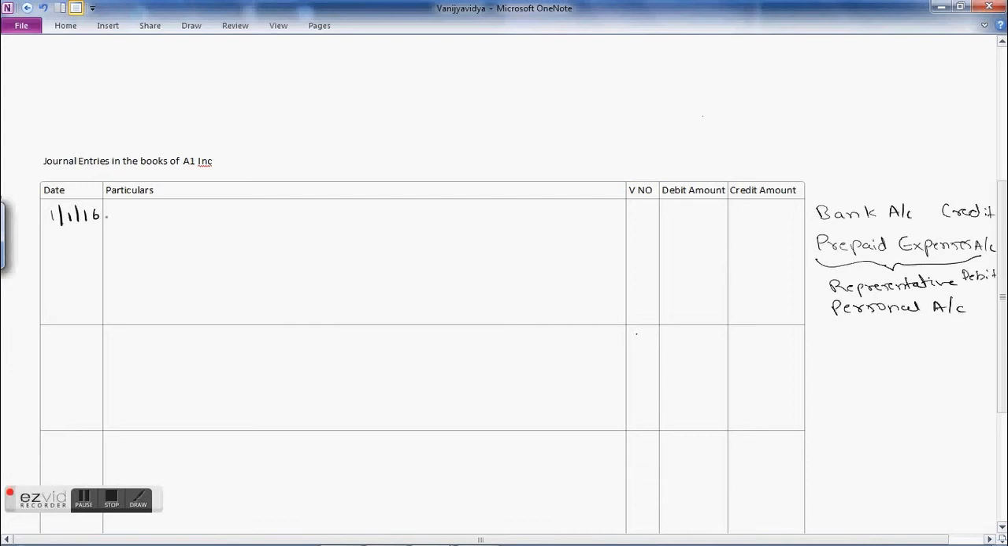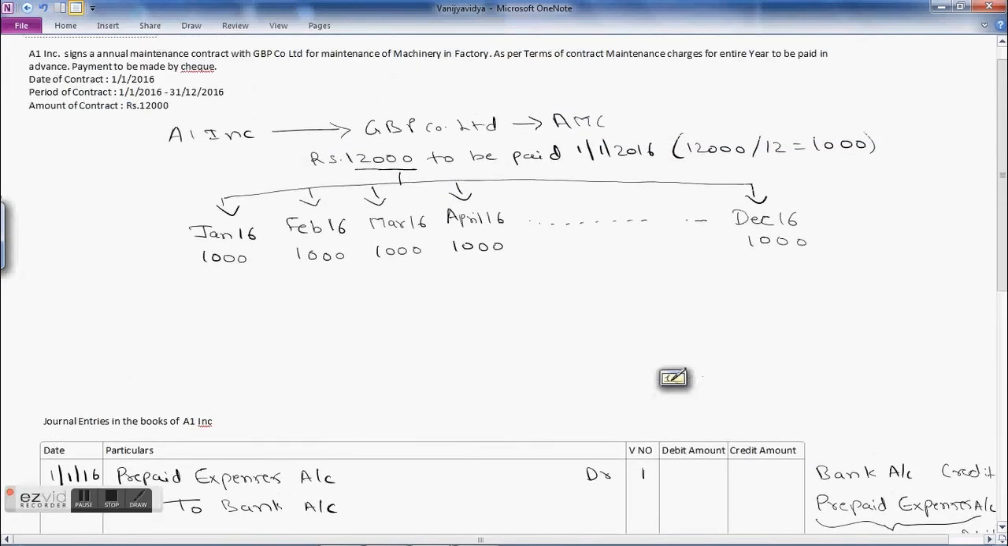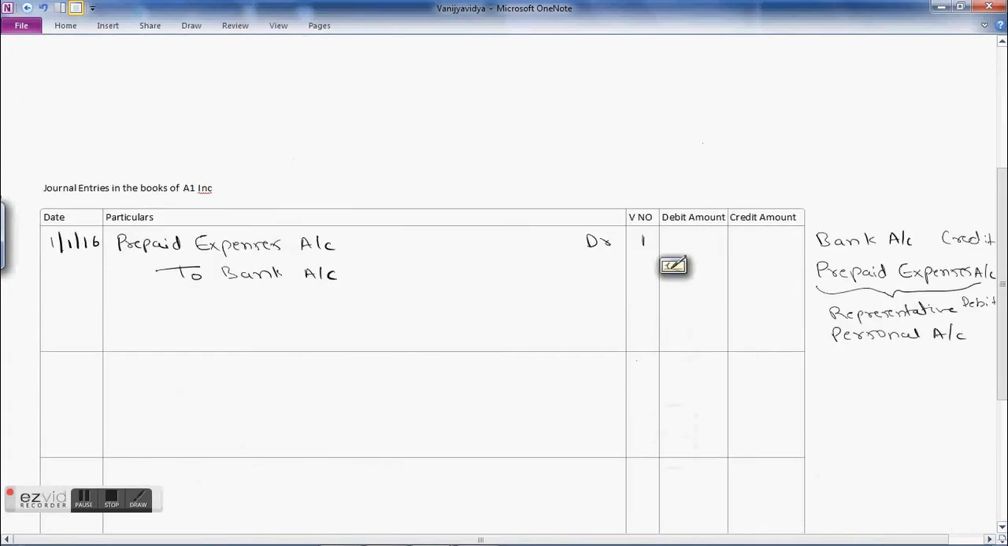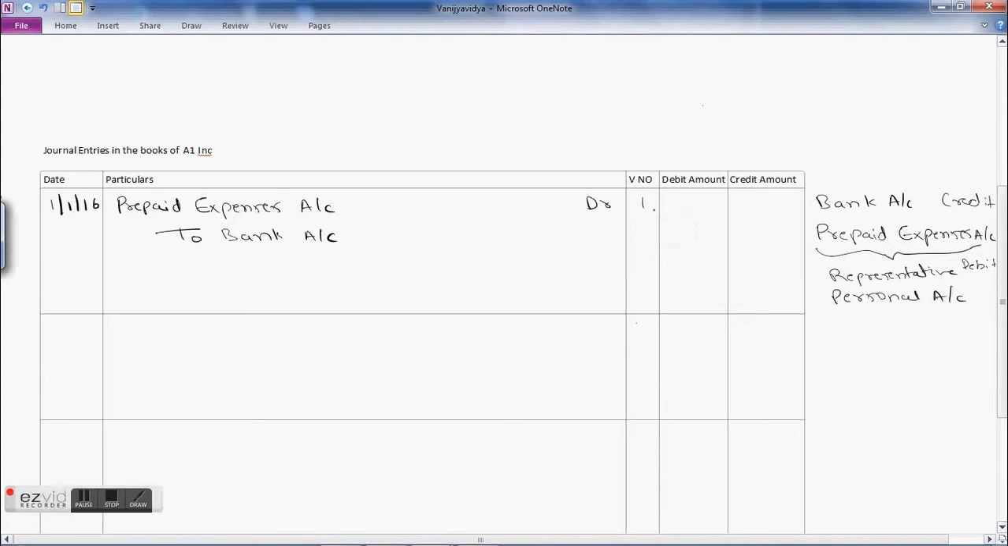So the entry on 1st Jan 2016 will be prepaid expenses account debit, to bank account, and voucher number I'll just give it as 1. And what is the amount? Amount is 12,000 rupees, right? Amount of the contract. Since the entire amount is paid in advance, amount will be 12,000 rupees.